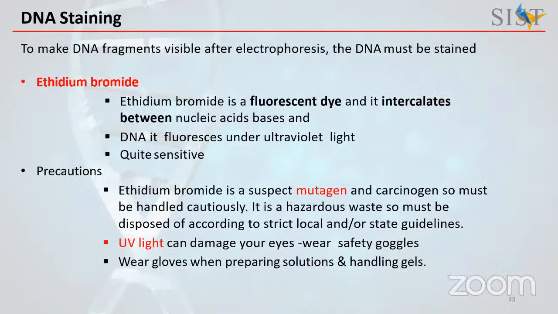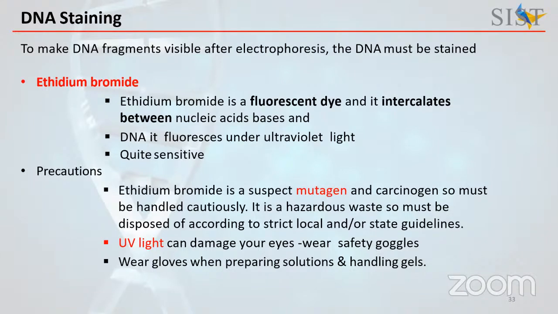So then comes DNA staining. This DNA staining makes the DNA visible in the UV transilluminator, right? The normal stain we use in laboratories is ethidium bromide, okay? This can be used as a pre-stain or post-stain as well. Means before the casting of the gel, we can add this stain, or after the gel is totally run, we can also stain the gel with this stain, all right? So this ethidium bromide is a fluorescent dye. Means it absorbs the light at a specific wavelength and emits fluorescence, okay?